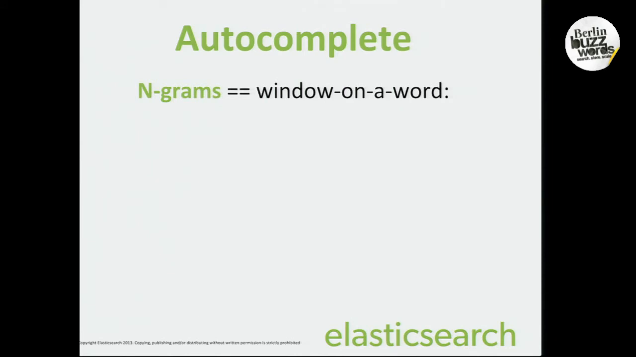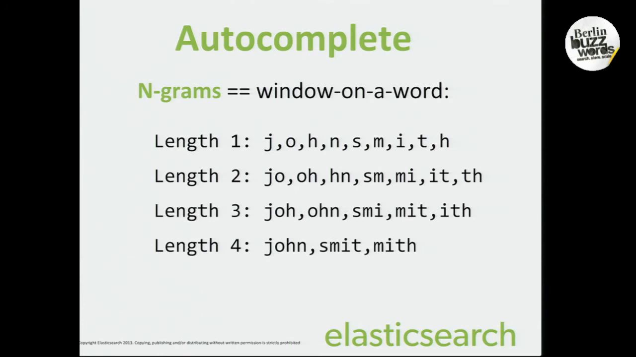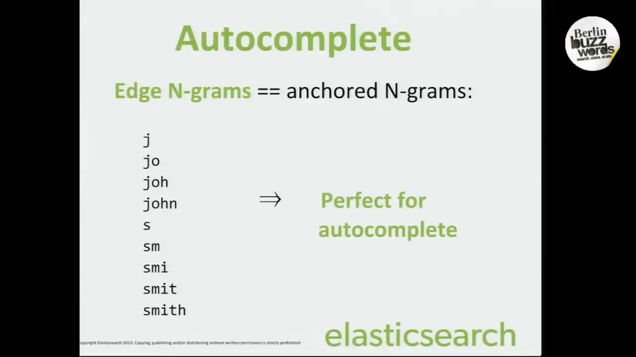Ngrams are like a window on a word, and you specify an ngram of a particular length. An ngram of length 1 would just give you each letter. Length 2, you'd move letter by letter, and it'll give you 2 letters at a time, and so on. This is good for partial matching, but it will match anywhere within a word. What we need for our particular requirement is edge ngrams, which are a specialization of ngrams. They are anchored to the beginning of the word. So John Smith, as edge ngrams, would produce these tokens. And that is perfect for autocomplete.